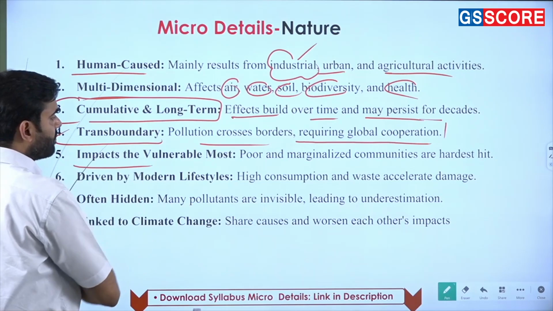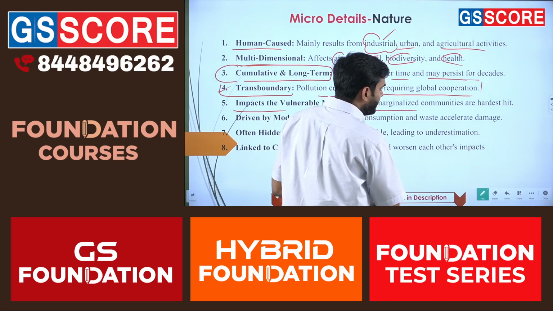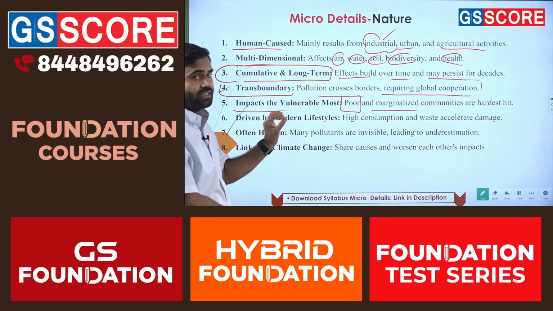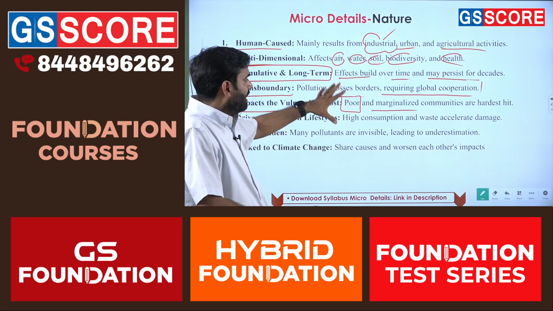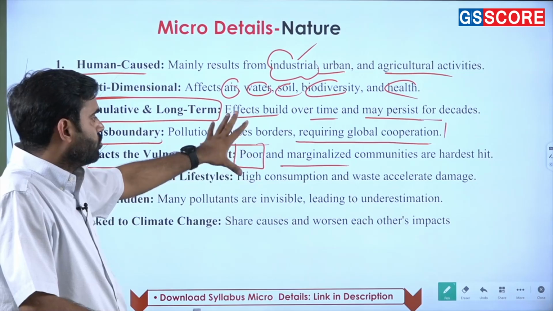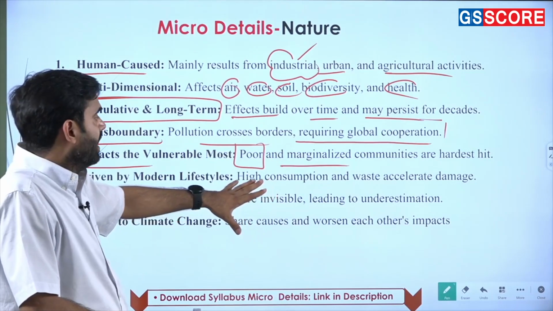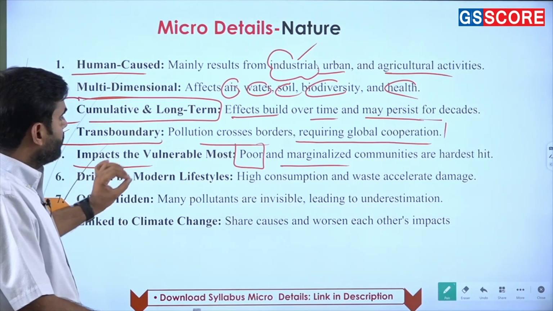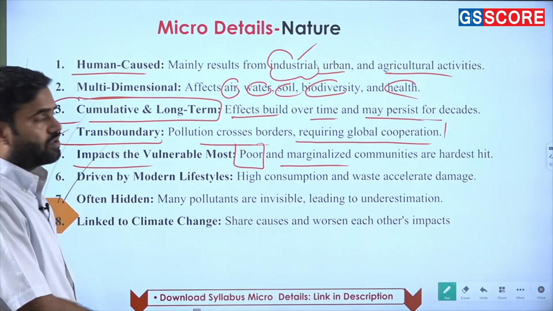Next one, impacts on the most vulnerable. Look, the maximum poor and marginal communities are hardest hit. These are the highly prone sections of society. So we have to understand their health status, their economic status, their social status, and why they are so highly hit. This is a very important area, meaning the impact on the most vulnerable. So you have to include all these areas also.